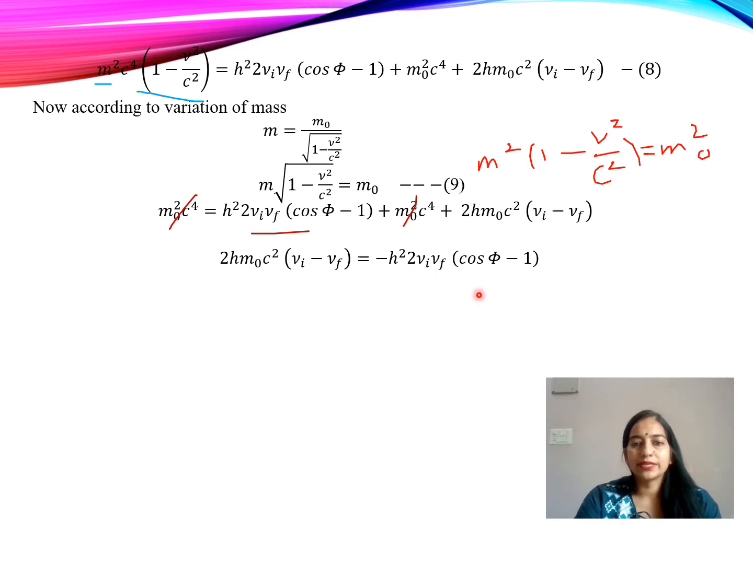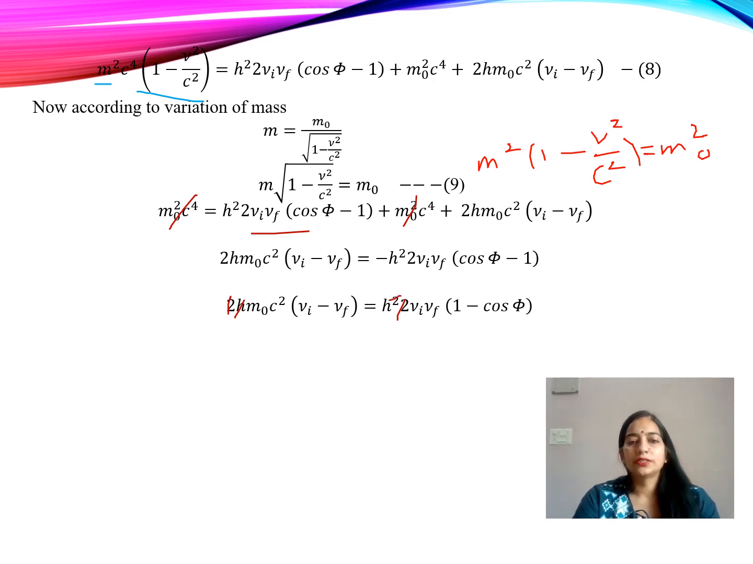This minus is also taken inside. Then this equation can be written as 2h m naught c square (nu_i minus nu_f) equal to h square 2 nu_i nu_f (1 minus cos phi). You can see this 2 is cancelled, h power is cancelled out, and this term is taken below. So this equation can be written as (nu_i minus nu_f) upon nu_i nu_f into c, equals h upon m naught c (1 minus cos phi).